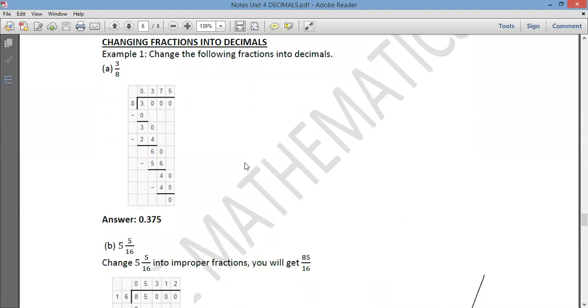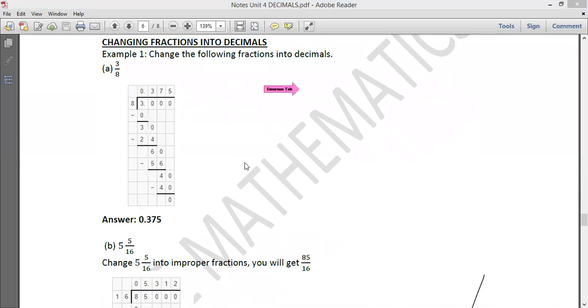Then, how to change a fraction into decimals. First, 3/8. Change this fraction into a decimal. I already told you that 3/8 means 3 divided by 8. So 3 divided by 8. Then you divide it one by one using long division. Okay, next one.